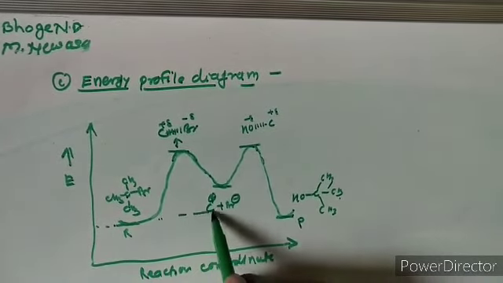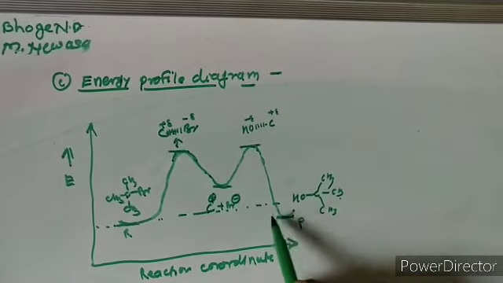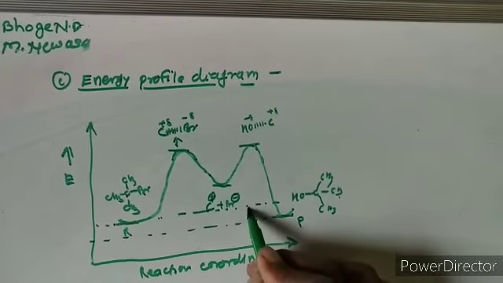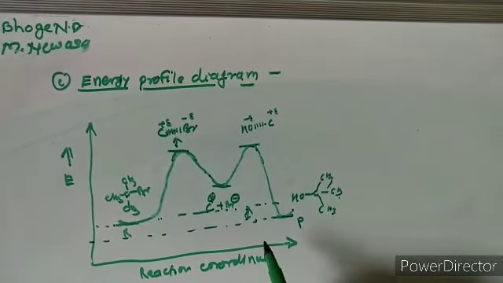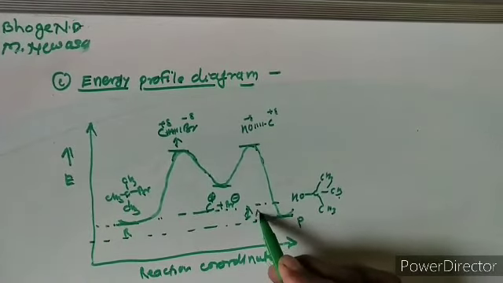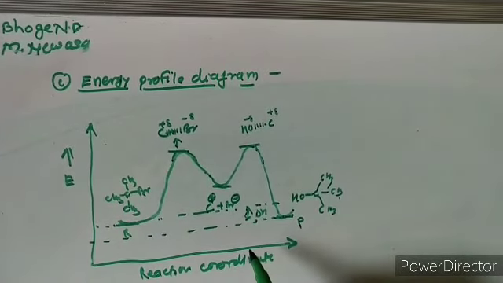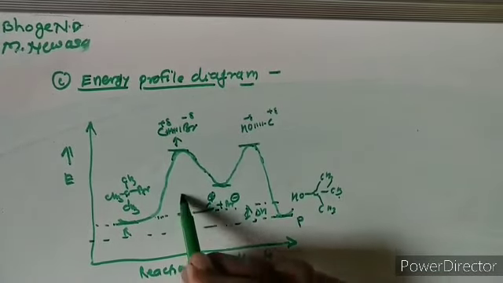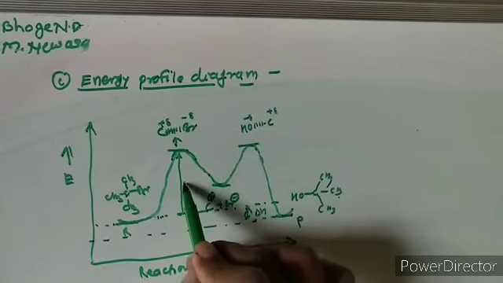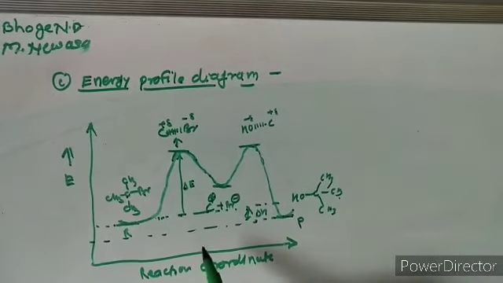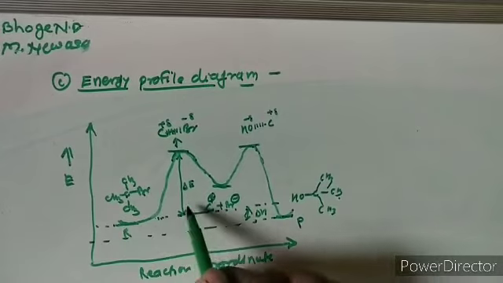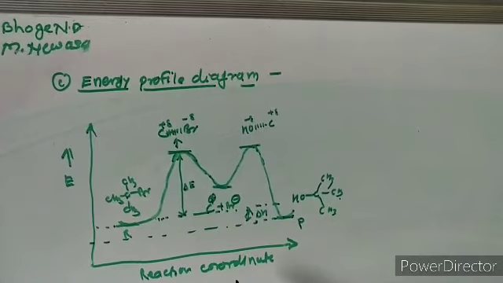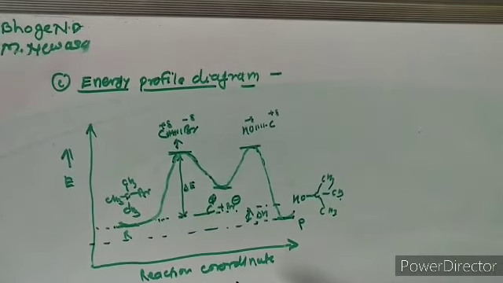Let's compare the reactant energy and product energy. The reactant has a higher energy than the product, and this difference is called the heat of reaction, denoted by delta H. And the highest point, from the reactant energy to the highest peak, is called the energy of activation, or activation energy. This energy is required to activate the molecule so that it reacts.